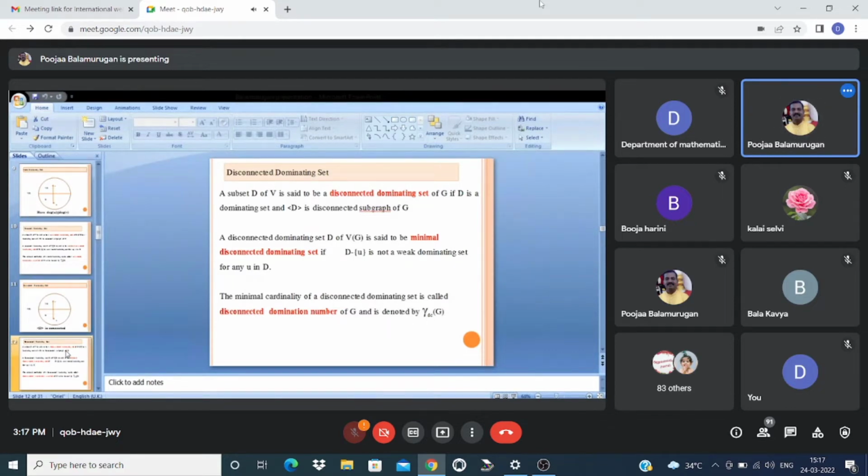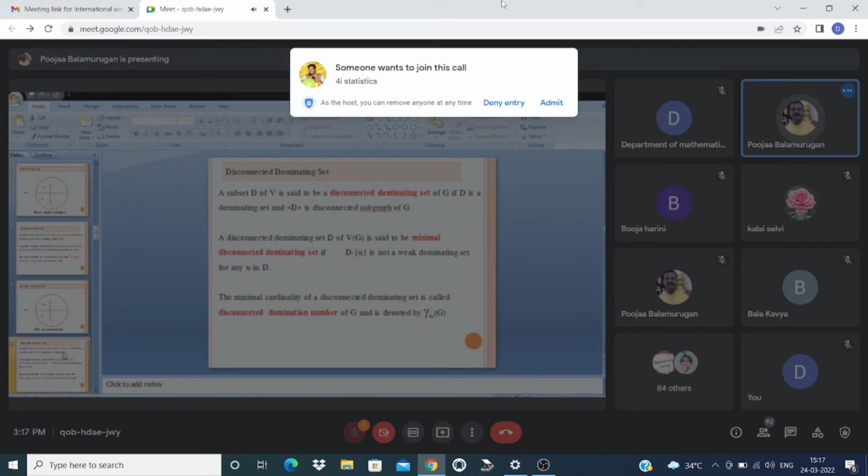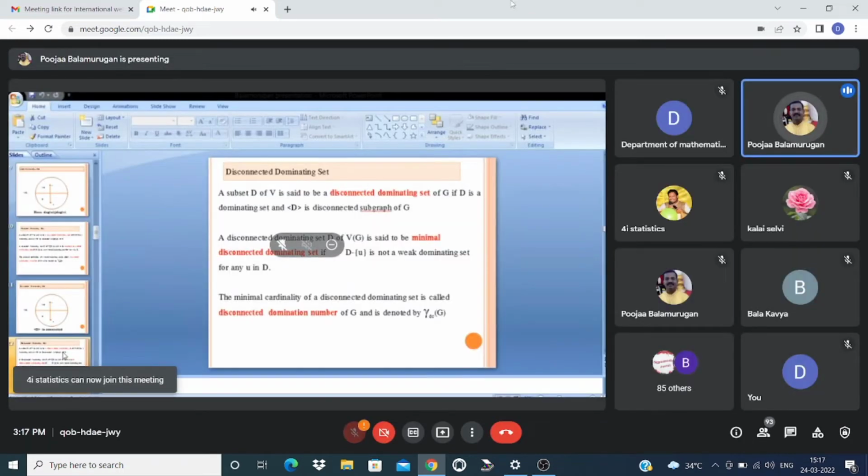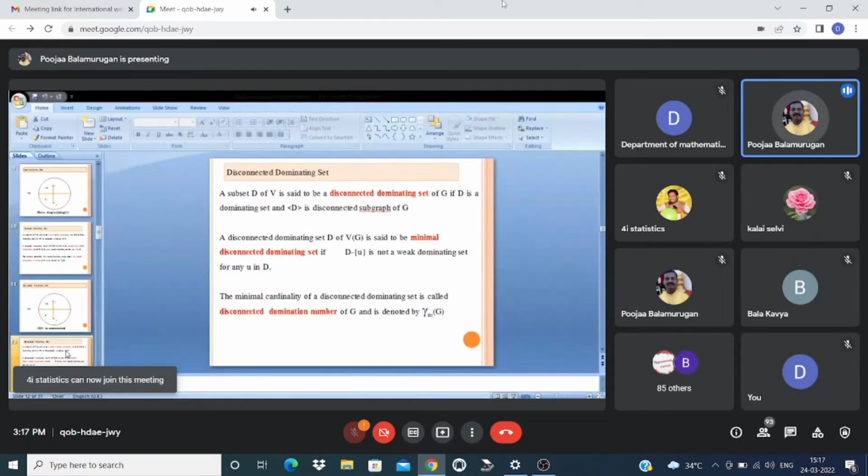I think it's correct. In Kn, no vertex subset is disconnected. Right? So therefore, a disconnected dominating set does not exist in a complete graph. So you cannot talk about a disconnected dominating set in a complete graph. So it is a remark on that idea. Therefore, a disconnected dominating set does not exist in a complete graph. So hence we consider only non-complete graphs.